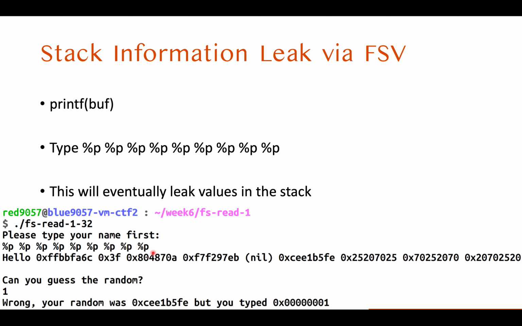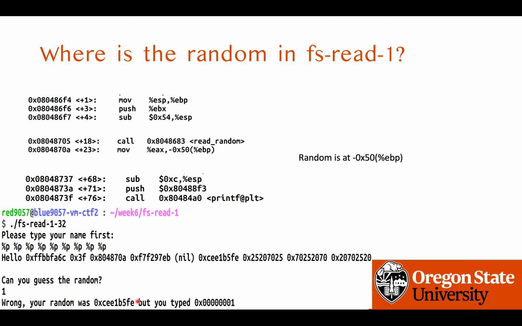So 1, 2, 3, 4, 5, 6. For the 6th %p, it actually leaked the random value. If we pick this number for the guess, then we will always make the perfect guess. And how and why does it work? Let's take a look at this case in detail.